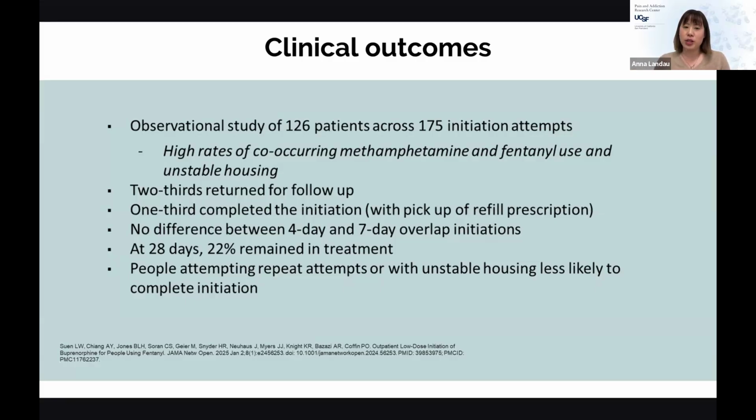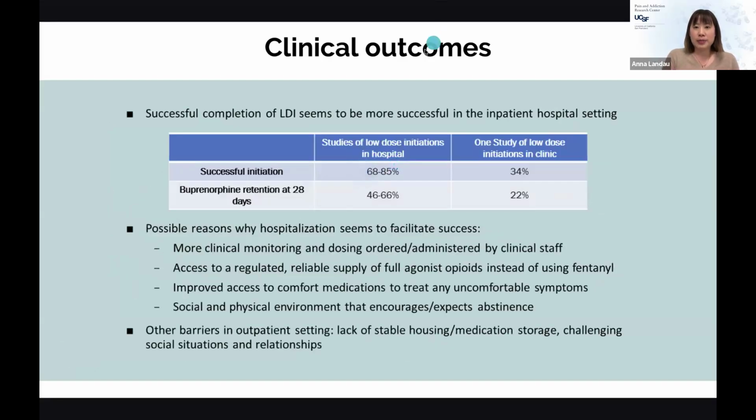We have 2 different options for initiation using the low dose: a 4-day option and a 7-day option. I only mentioned the 7-day, but I'm happy to go into the 4-day if people are interested. But we saw really no difference in completion between these 2 methods. And at 28 days, only 22%, so 1 in 5 people, remained in treatment. So I think this is a very appealing option and definitely a tool in our tool belt. However, in reality, it can be quite difficult for people to actually complete this protocol. We also found that people who had multiple attempts or had unstable housing were less likely to complete their initiation.